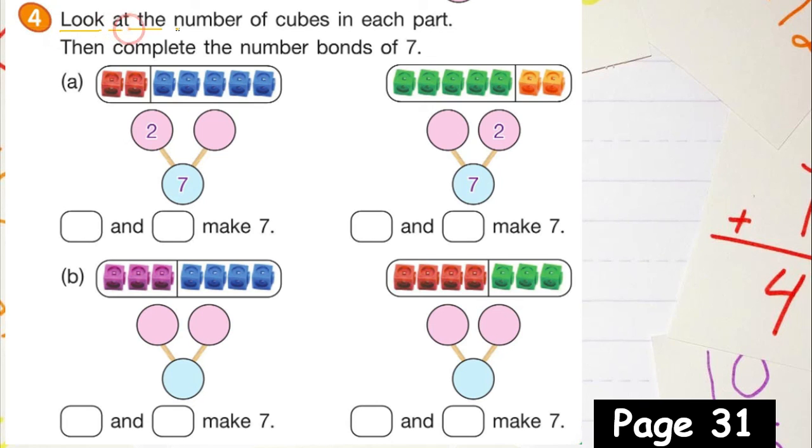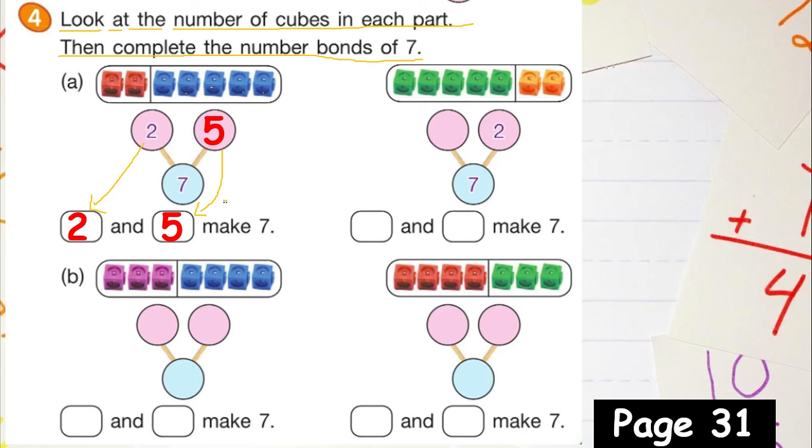Look at the number of cubes in each parts, then complete the number bonds of 7. Okay, so we're going to look for numbers that make 7. Okay, so we have here 1, 2, she wrote there 2, and then let's count here 1, 2, 3, 4, 5. So you're going to write 5 there. And then you separate them together. This one you write 2 here, and this one you write 5 here. Okay? So 2 and 5 make 7.